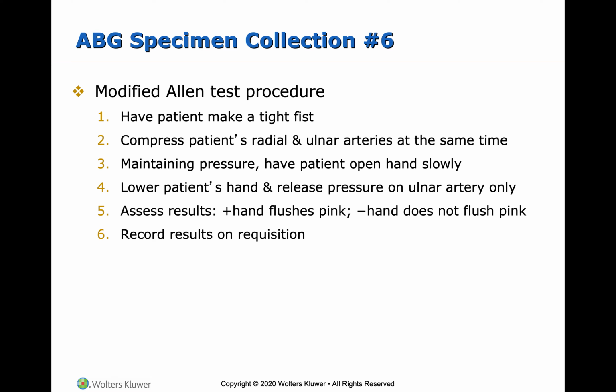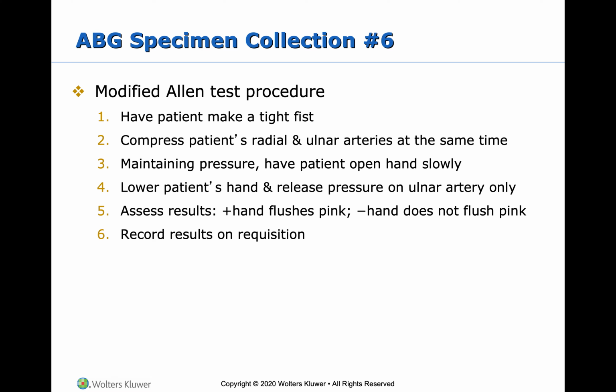And then you're going to have the patient open the hand slowly while maintaining the pressure on both the radial and ulnar arteries. When they open the hand, it should look white or blanched, and that's a good sign. That means that you're cutting the circulation off. Then you want to release the pressure from the ulnar artery, which is the pinky side of your hand, while maintaining pressure on the radial artery.